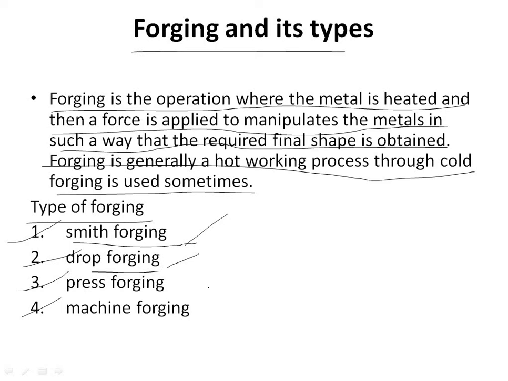The typical products obtained in drop forging are cranks, crankshafts, connecting rods, wrenches, crane hooks, etc. Once again, I will repeat what will be obtained with the help of drop forging: cranks, crankshafts, connecting rods, wrenches, crane hooks. The types of operations are flaring, edging, bending, blocking, finishing and trimming, etc.